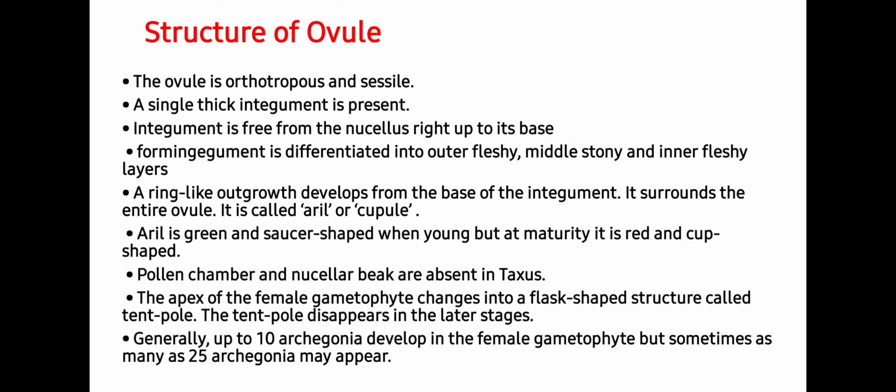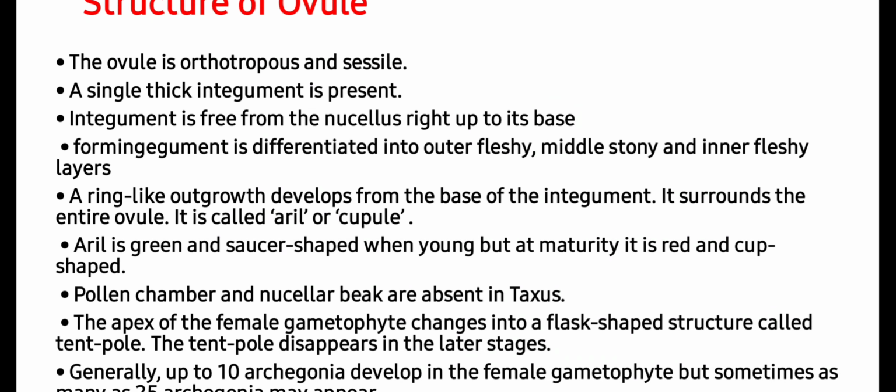Next is the structure of the ovule. Students, the ovule is orthotropous and sessile, means without stalk or funicle. A single thick integument is present. The integument is free from the nucellus right up to its base. The integument is differentiated into an outer fleshy, middle stony and inner fleshy layer.